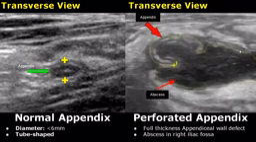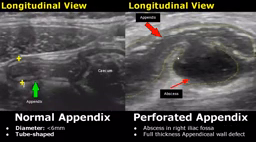A perforated appendix can be very difficult to visualize on ultrasound. It presents with a full thickness defect in the wall of the appendix. This is the defect. Abscess is also seen outside the appendix in the right iliac fossa. This is a longitudinal view showing a defect in the appendiceal wall and abscess outside the appendix.